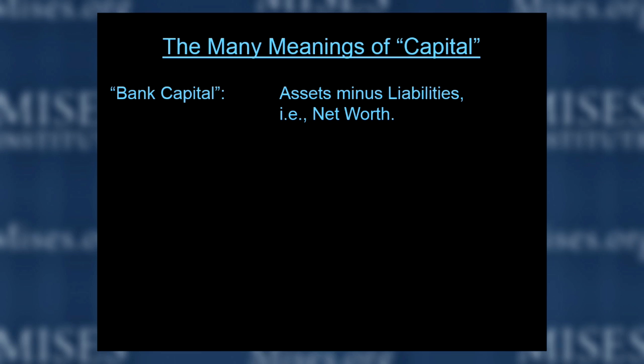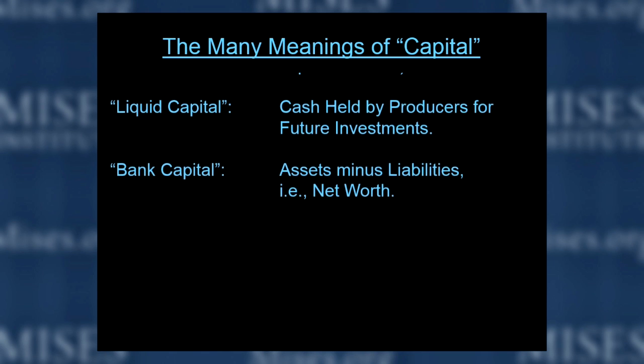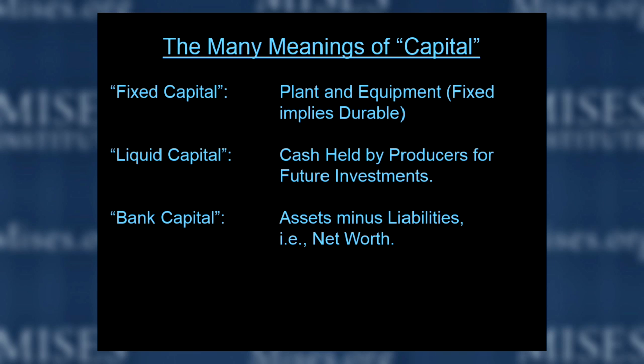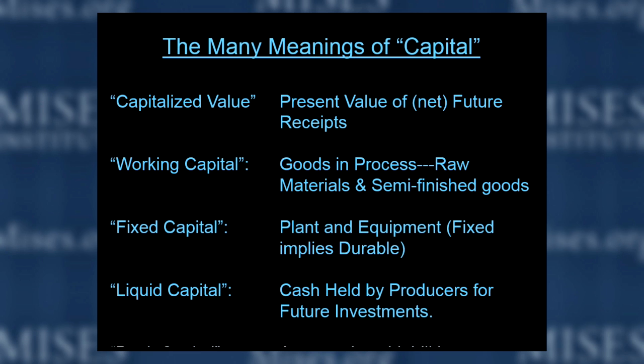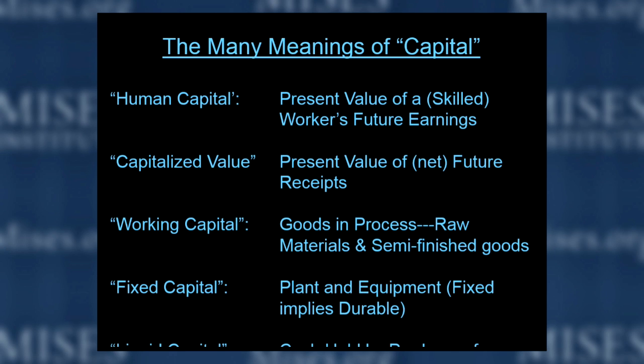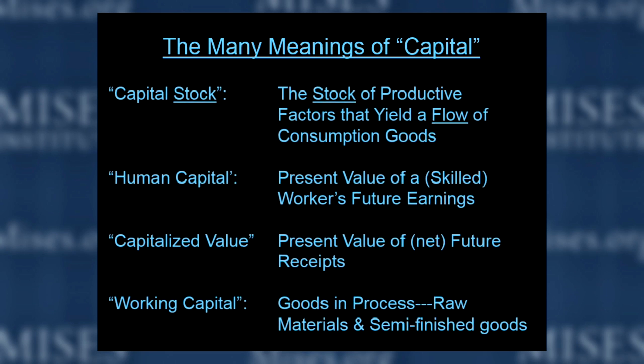Bank capital, yeah, we know what this is. That's assets minus liabilities, or net worth. Liquid capital. That's the cash held by producers for future investments. Now, that does come into play with the Austrians, but less dramatically than some of the others. And fixed capital, that means plant and equipment. Fixed implies durable. There's working capital, and that's goods in process, raw materials, and semi-finished goods. Human capital, present value of a skilled worker's future earnings, we get that, okay.